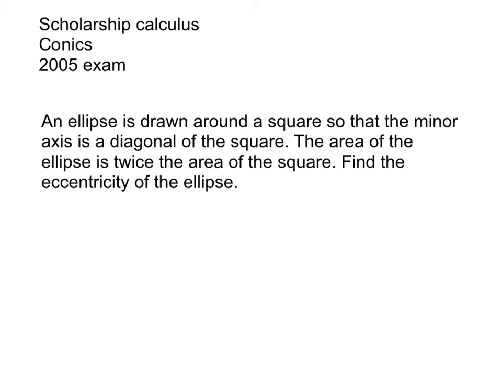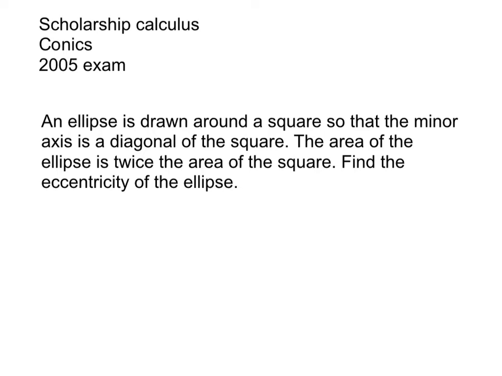This is a question from the 2005 Scholarship Calculus exam, and it's a Conics question. So the question goes like this. An ellipse is drawn around a square so that the minor axis is a diagonal of the square. The area of the ellipse is twice the area of the square. Find the eccentricity of the ellipse.